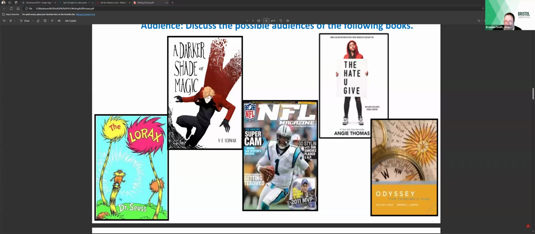The Odyssey from Paragraph to Essay, this is a college textbook. So the audience of this is college students. So that's really the target audience of that book.